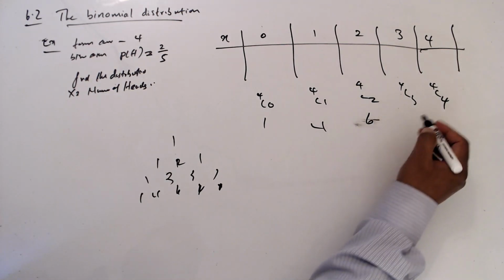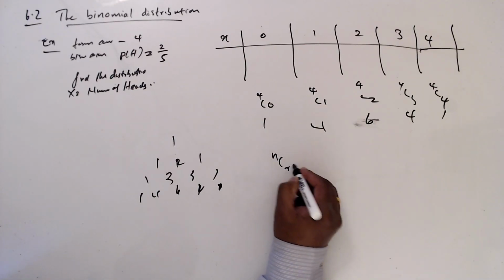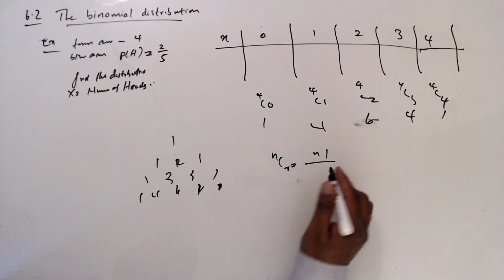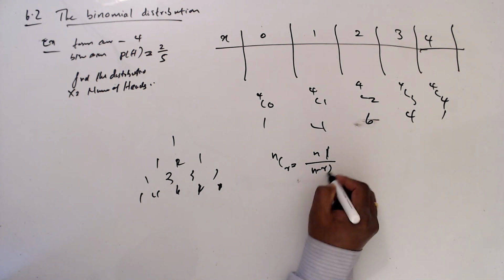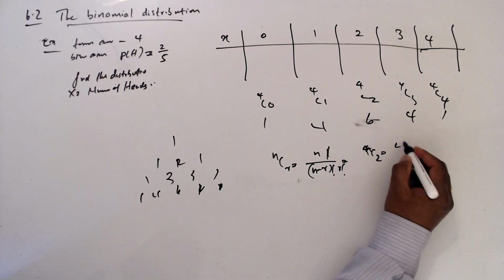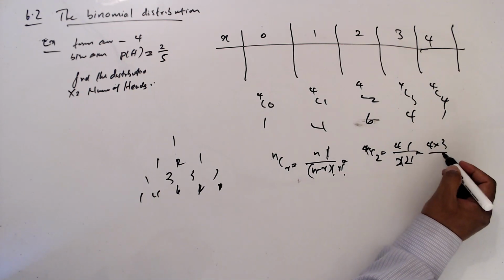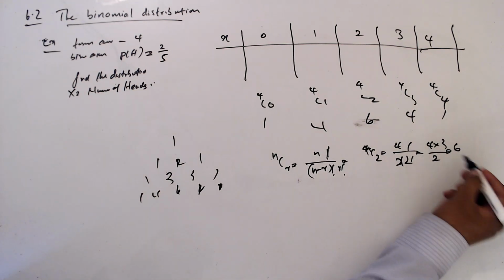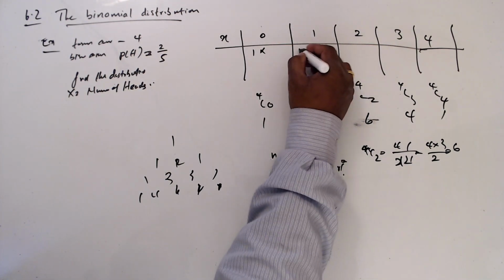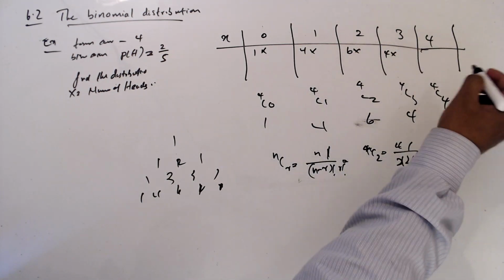So 1, 4, 6, 4, 1. Or you can find nCr, you can remember nCr is n factorial over (n minus r) factorial times r factorial. 4C2 means 4 over 2 over 2, 4 times 3 and 2, that is 6. So 1 times 4 times 6 times 4 times 1.